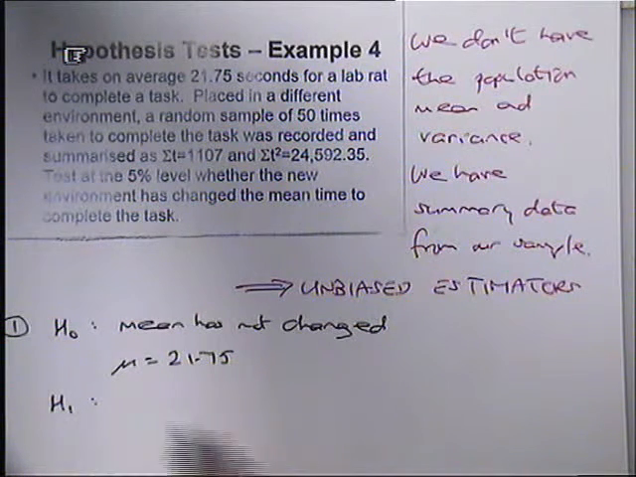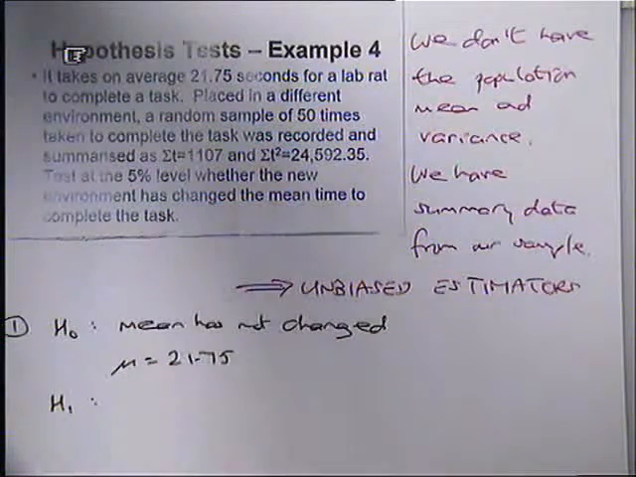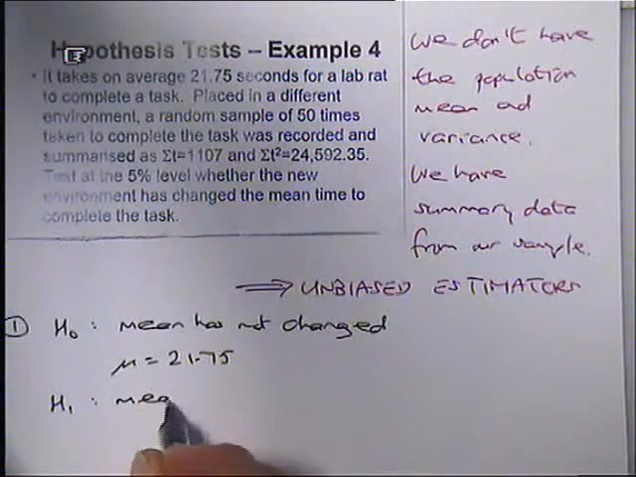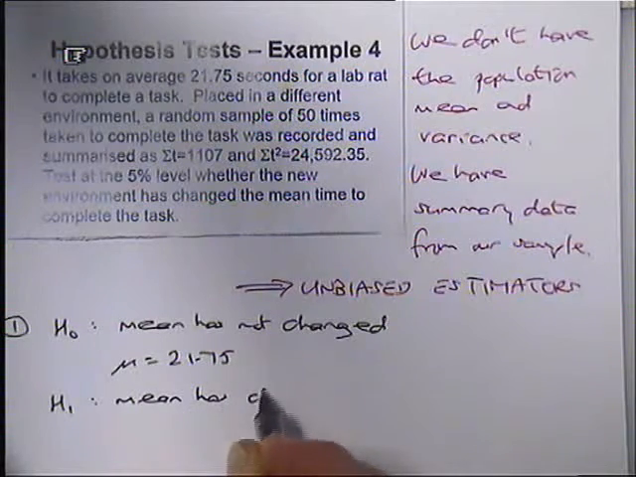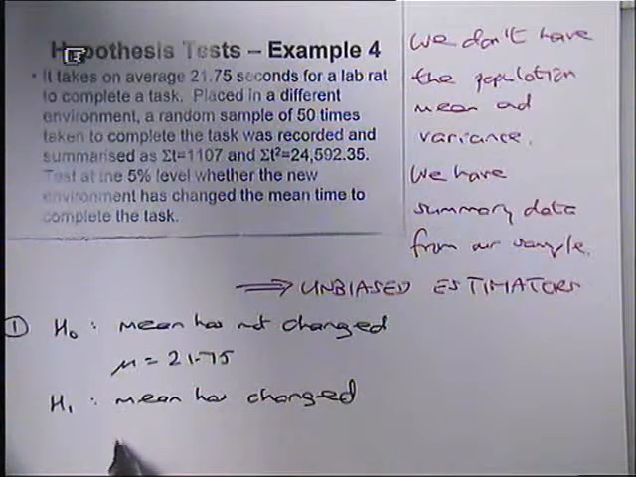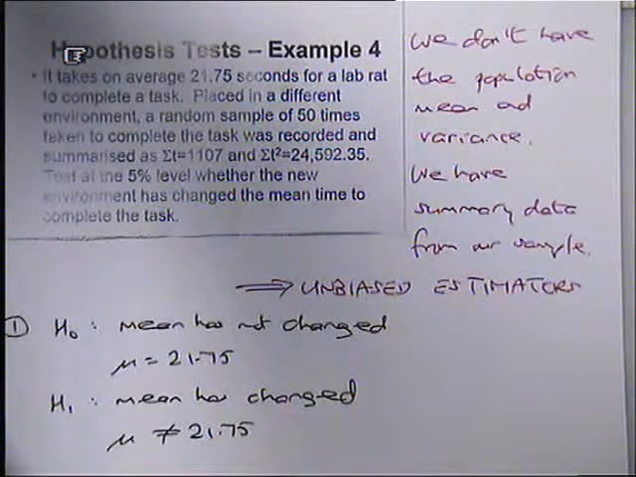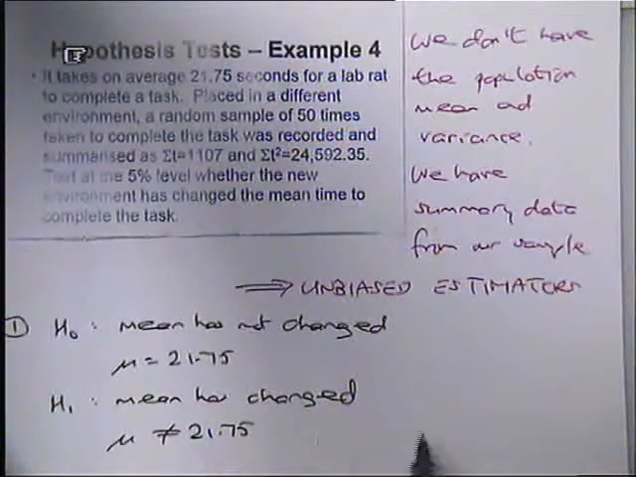The alternative hypothesis, H1, it says test whether it has changed. So the mean has changed. So what will I write down in stats language for that? Mu does not equal 21.75. Yeah, does not equal. It's not greater than or equal to, it's just has it changed. And as soon as I write my alternative hypothesis down, what else am I usually writing? Yeah, this is a two-tail test.